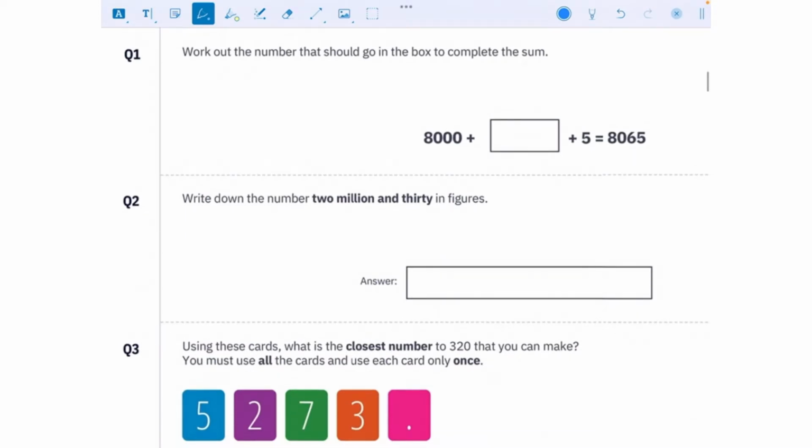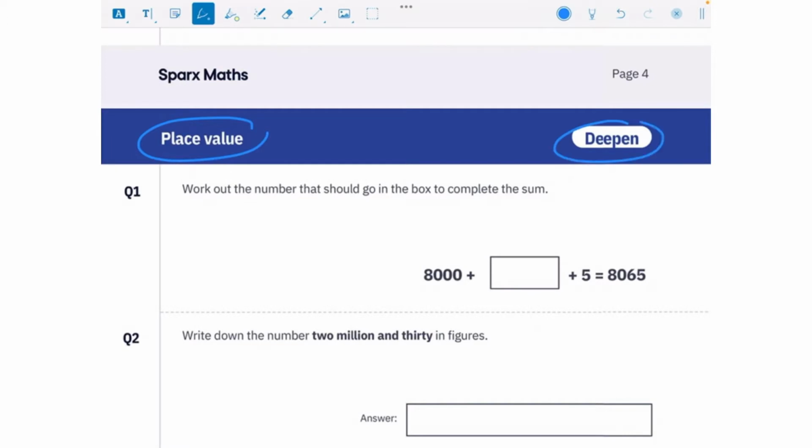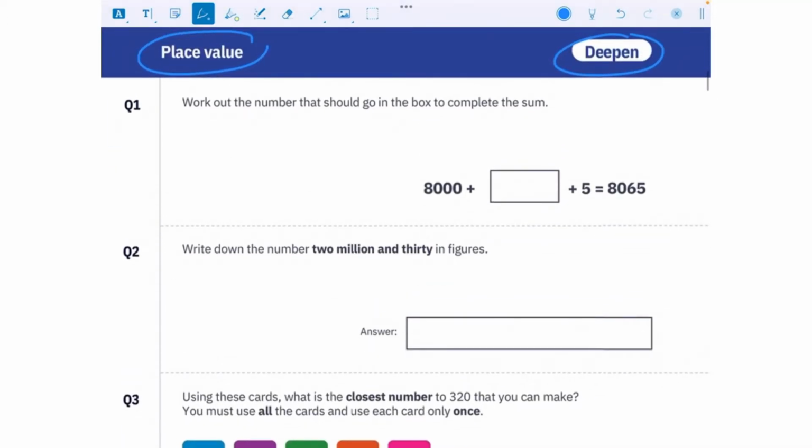Work out the number that should go in the box to complete the sum. So we're now on place value, but we're now on deepen. So these are the most challenging questions on place value. Work out the number that should go in the box. So we've got 8,000, add something, add 5 is 8,065. Now the 8,000 is there, the 5 is there, we've got no hundreds to worry about, but the 6 here, and it's in the tens column, so that tells us that we need 60 in order to make this question correct.